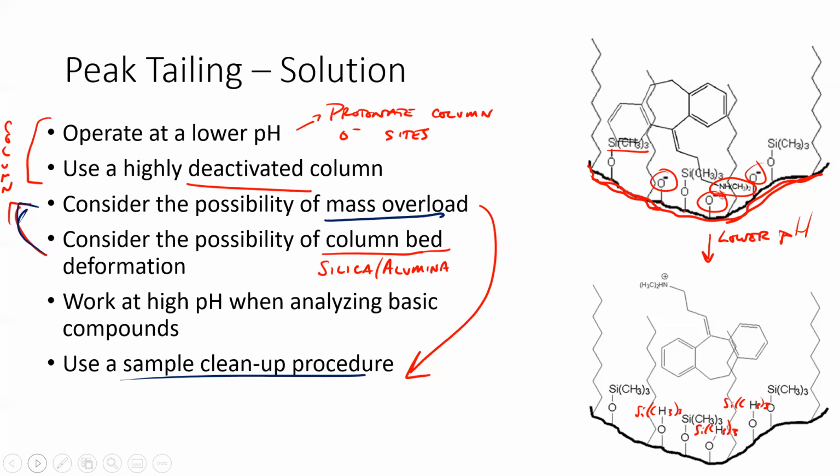So if most of it's moving through without interacting with the stationary phase, and the actual stuff that's interacting with the stationary phase, which remember is the stuff that we care about, is delayed a little bit, then that tailing could actually be the stuff we're interested in. And so, how do you solve mass overload?